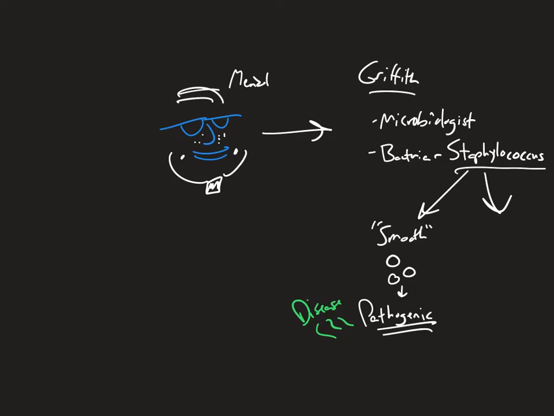Now, he also identified a second type of staphylococcal bacteria that he called rough bacteria, because instead of nice little smooth colonies, these grew in haphazardly shaped colonies. The thing about rough is that it was not pathogenic. Rough Staphylococcus did not appear to cause any kind of infection or disease.